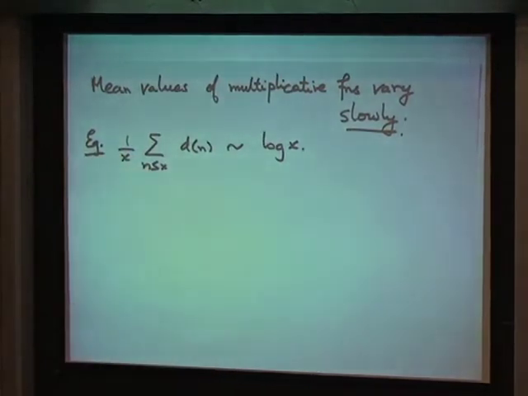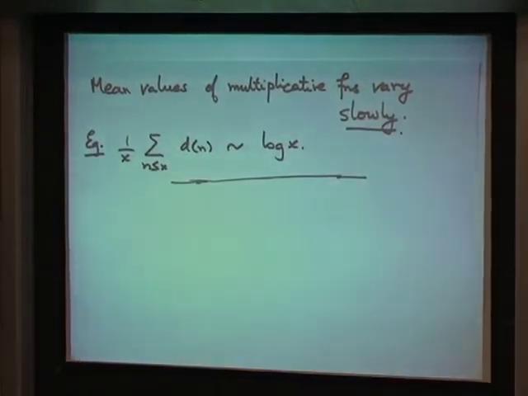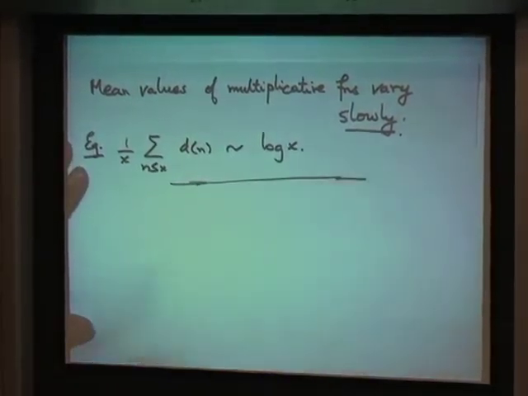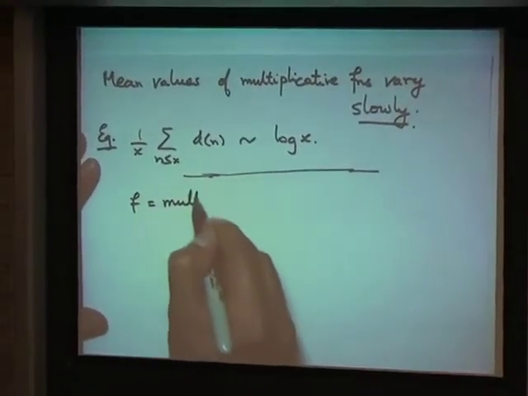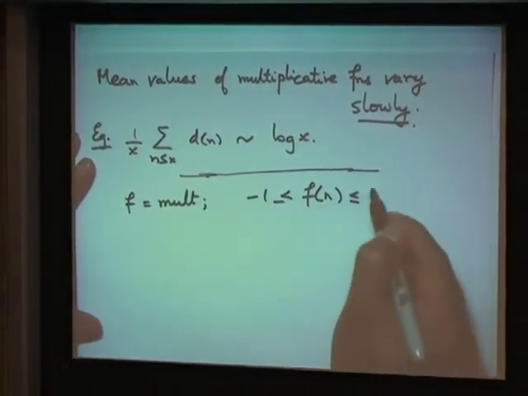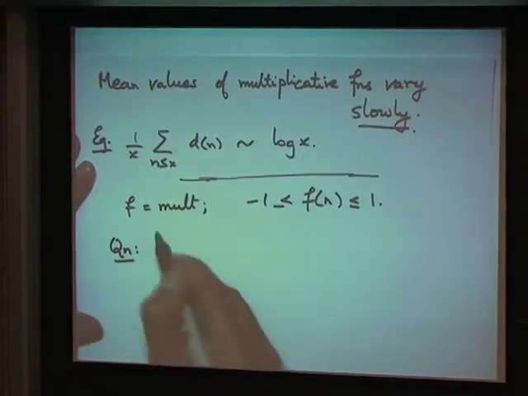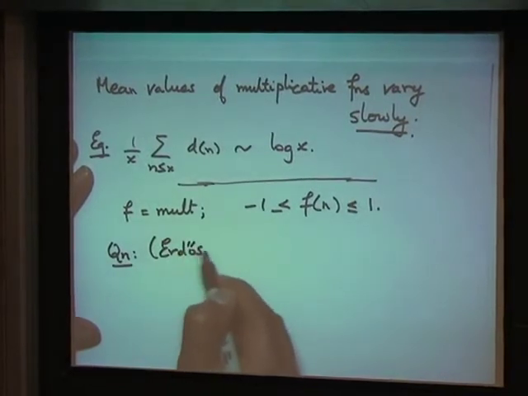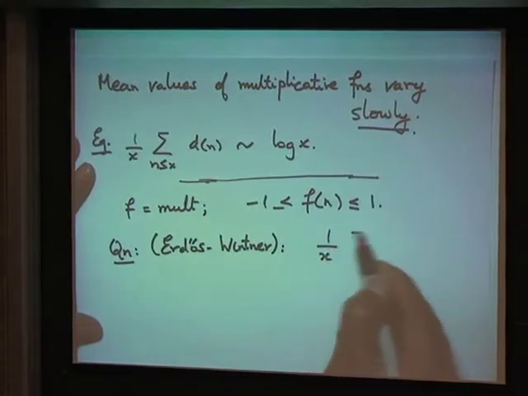Okay, let me explain more carefully what this means. So let me tell you some of the reasons behind this. To give you a historical problem, so imagine that you have a multiplicative function f, and it's just some nice real valued function which takes values between -1 and 1. And I ask you the following question, which is due to Erdős and Wintner. Does this limit exist?